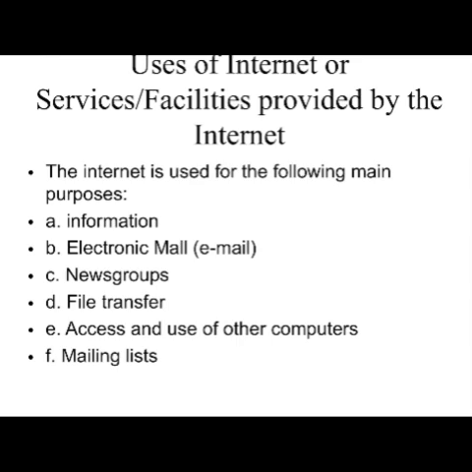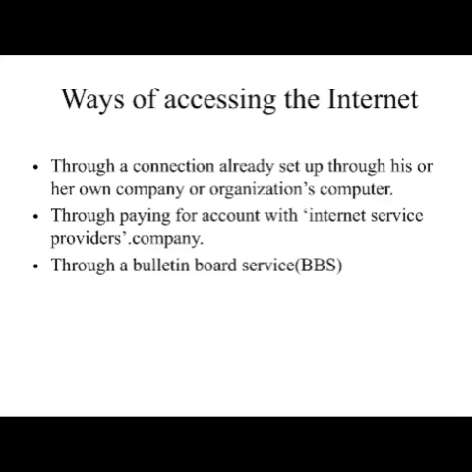Okay, we also have the emailing lists. So let us go to the ways of accessing the internet. We have a connection already set up through his or her own company or organization's computer. For example, there are many companies where, when you go, everything is already set up, maybe registered under that company. That's why you find people go to work and they have Wi-Fi, everything already connected in the premises of their organization.